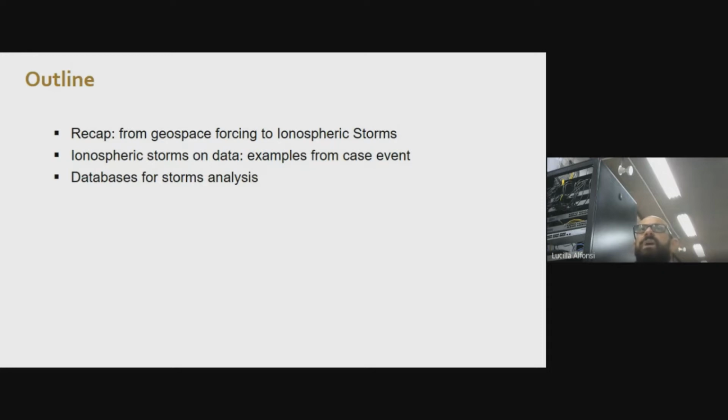Then we will analyze in detail some scientific papers on the March 2015 storm. And at the end of the lesson, we will see how to retrieve and download data from the databases that are available all over the world, in order to collect the data to study a geomagnetic storm, and to interpret the data in order to define the ionospheric response to a geomagnetic storm.